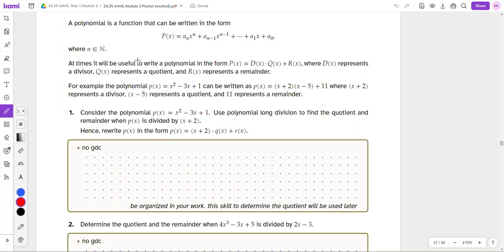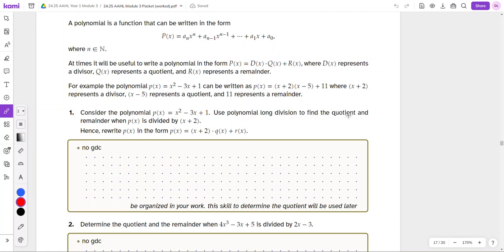At times, it will be useful to write a polynomial in a different form: p of x equals d of x times q of x plus r of x, where d of x represents a divisor, q of x represents a quotient, and r of x represents a remainder. So for example, the polynomial p of x equals x squared minus 3x plus 1 can be written as p of x equals x plus 2 times x minus 5 plus 11, where x plus 2 represents a divisor, x minus 5 represents a quotient, and 11 represents a remainder.